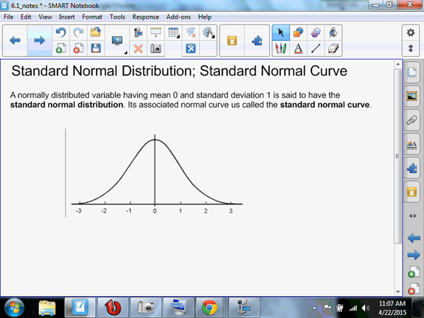So I'll leave that up there for a minute. You probably want to put that in your notebook. Again, if there's an upcoming quiz over 6.1, this would be a good item. What's the mean and standard deviation and sketch of a standard normal curve look like?